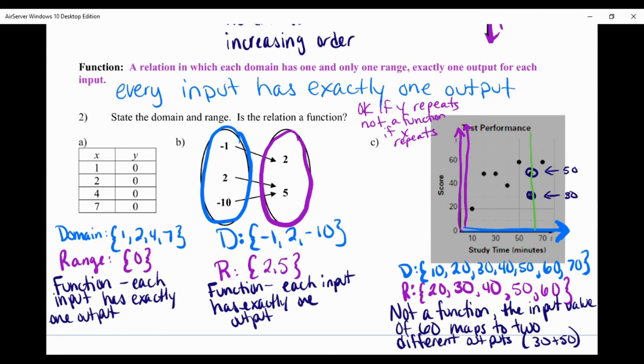The Sprite button on a vending machine should only come out with Sprite soda. Sprite button should not come out with Sprite and Mountain Dew. The button's the input. The soda cans is the output. Now it's okay for two different buttons to both be Sprite, and it's okay that two different buttons result in the same soda. That is still a function. It's okay if y repeats. It's not okay if x repeats.